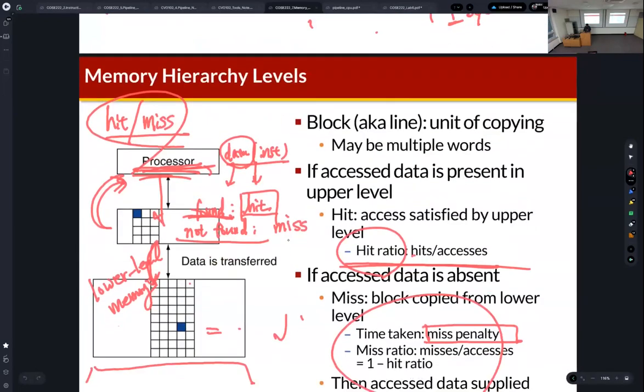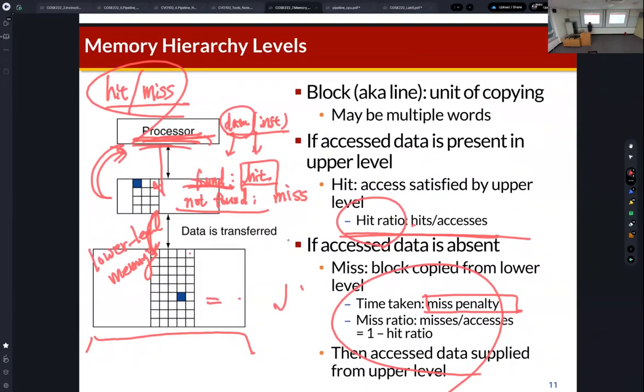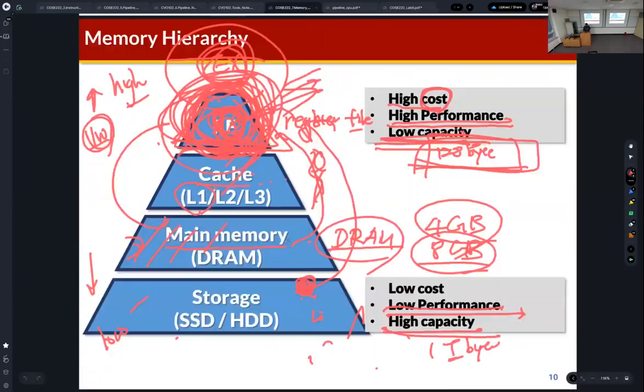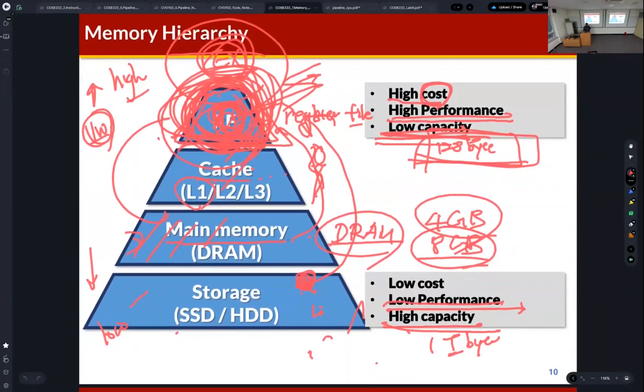We are learning about the memory hierarchy. In the previous class I explained the memory hierarchy. Why do we use a memory hierarchy? Because we do not have perfect memory devices. A perfect memory device means that the memory is very fast, the memory size is very large, and the memory is very cheap. But we do not have a perfect memory.